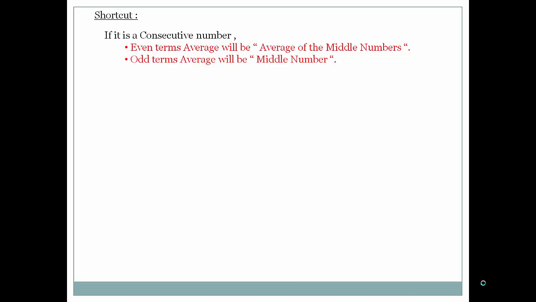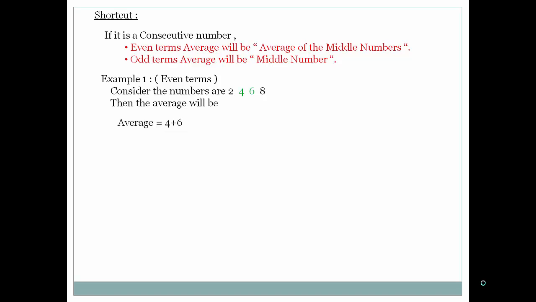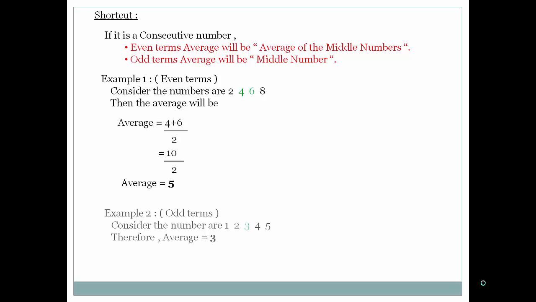If the number of terms is odd, then the middle number will be the average for the given terms. Consider an example 2, 4, 6, 8. Since we have 4 terms here, 4 is an even number of terms. So take the middle terms 4 and 6. Finding the average of 4 and 6 will yield you the average for 2, 4, 6, 8. Thus the average is 5.